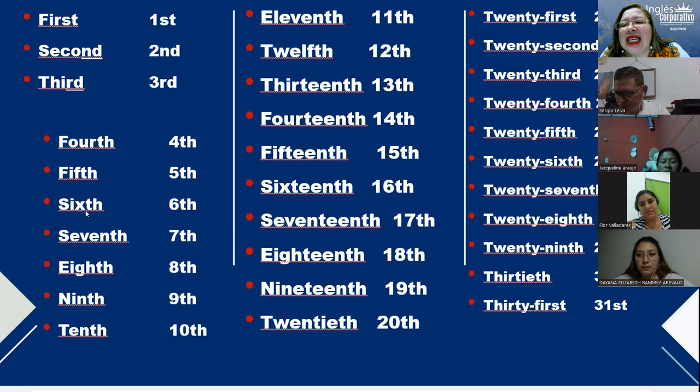Ahora tenemos six. Tenemos seventh. Está escrito igual. Eighth. Este también está escrito igual. Ninth, se pronuncia como el nueve, solo que sin la E, without the letter E. Ninth. Tenth. Vamos a lo siguiente.